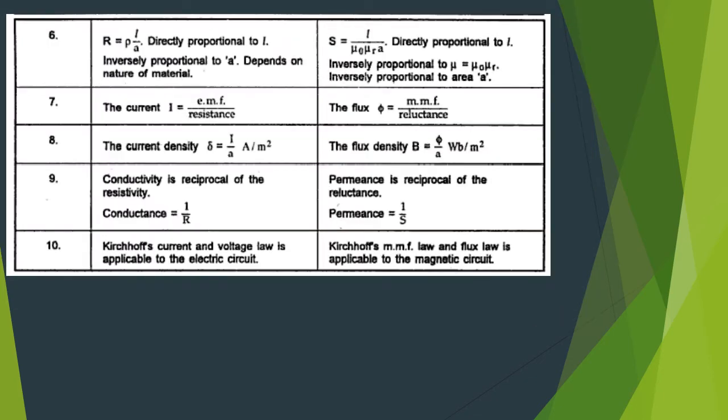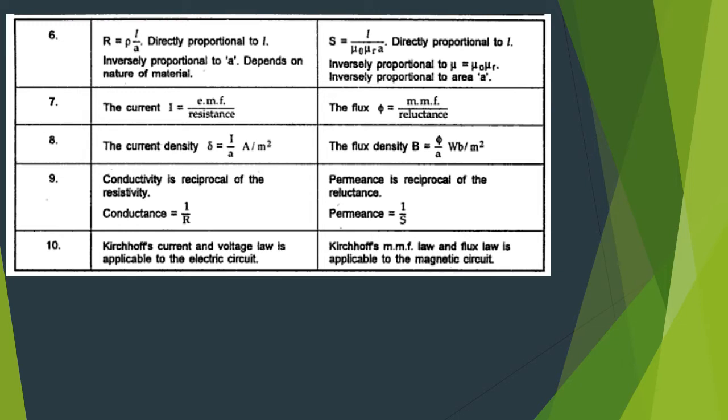Number 6. Resistance is directly proportional to the length of the conductor and inversely proportional to the area of cross section. The proportionality constant is called rho, which is the resistivity, and it is formulated as R is equal to rho into L by A. In the same manner, in a magnetic circuit, reluctance is written as L upon mu 0 into mu R, which is the permeability of that material, into area of cross section.